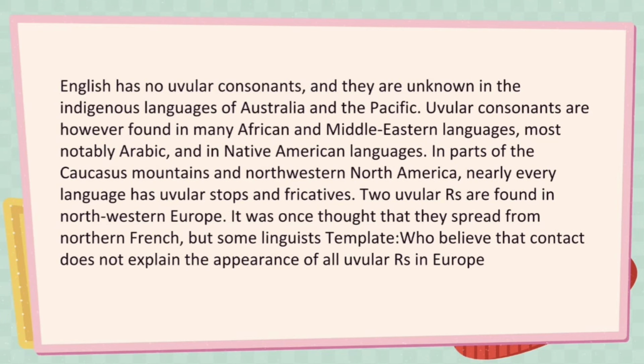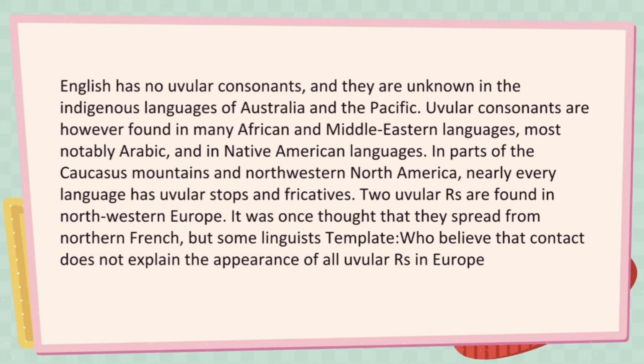English has no uvular consonants and they are unknown in the indigenous languages of Australia and the Pacific. Uvular consonants are however found in many African and Middle Eastern languages, most notably Arabic, and in Native American languages in parts of the Caucasus Mountains and northwestern North America. Nearly every language has uvular stops and fricatives.